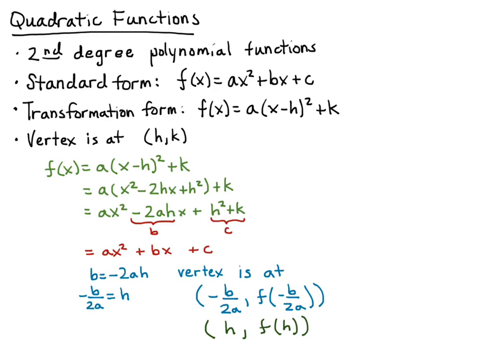Okay, so here's what I'm doing. I take this h value and I stick it in here, and this is the coordinate pair that describes the location of my vertex. So in this case, it's here. Okay, let me do another example.